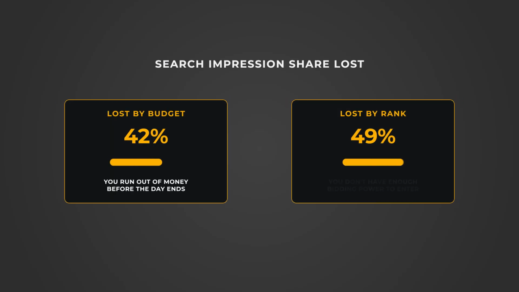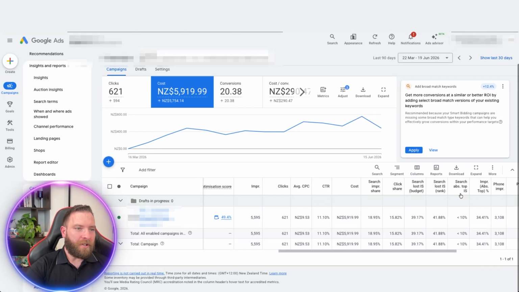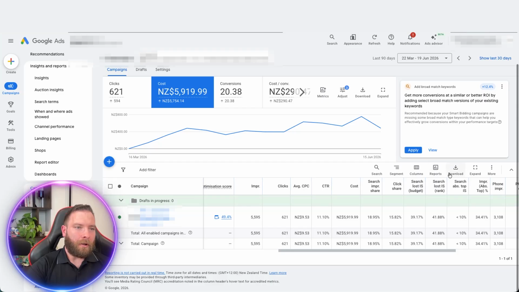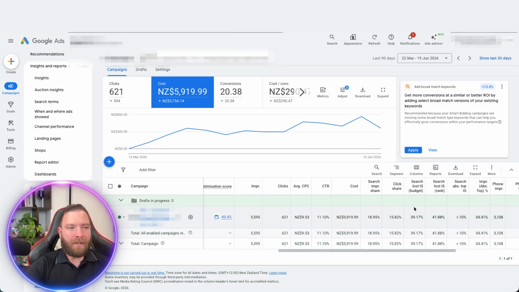Now, the pro tip here, if you want to look at how many auctions you're losing because bid is a factor, is look at the search impression share loss by rank. If we have a look at this over here, you can see 2 metrics: loss by budget, loss by rank. Loss by budget means that the account is burning budget too quickly during the day and you're not able to efficiently show your ads.